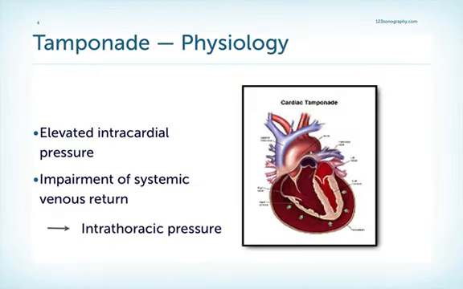The major physiologic feature of tamponade is that of elevated intracardial pressure and impairment of systemic venous return, which is influenced by the intracardial pressure, but also by the intrathoracic pressure. The elevation in the intracardial pressure is caused by the fluid accumulation. The heart cannot move within the pericardial sac.